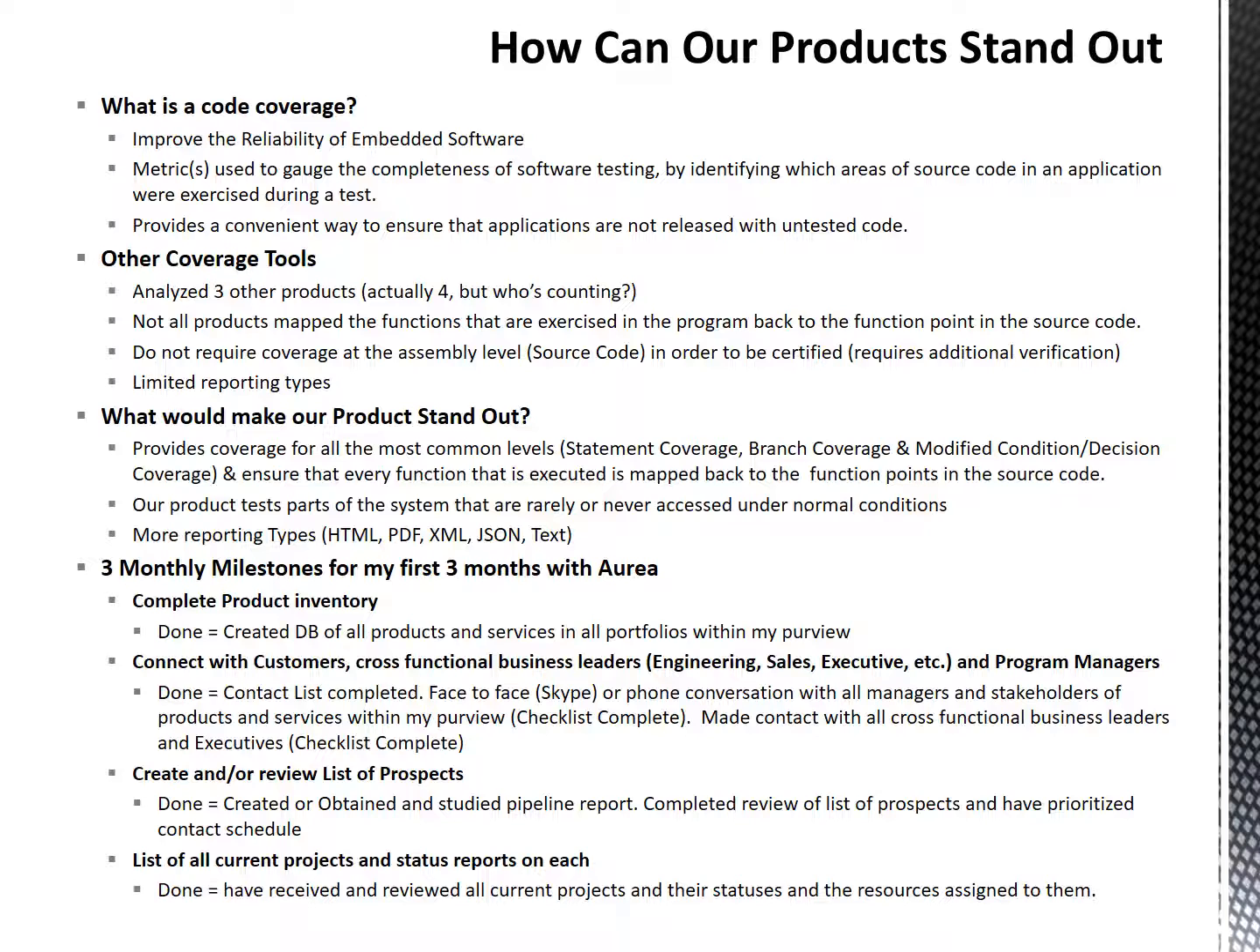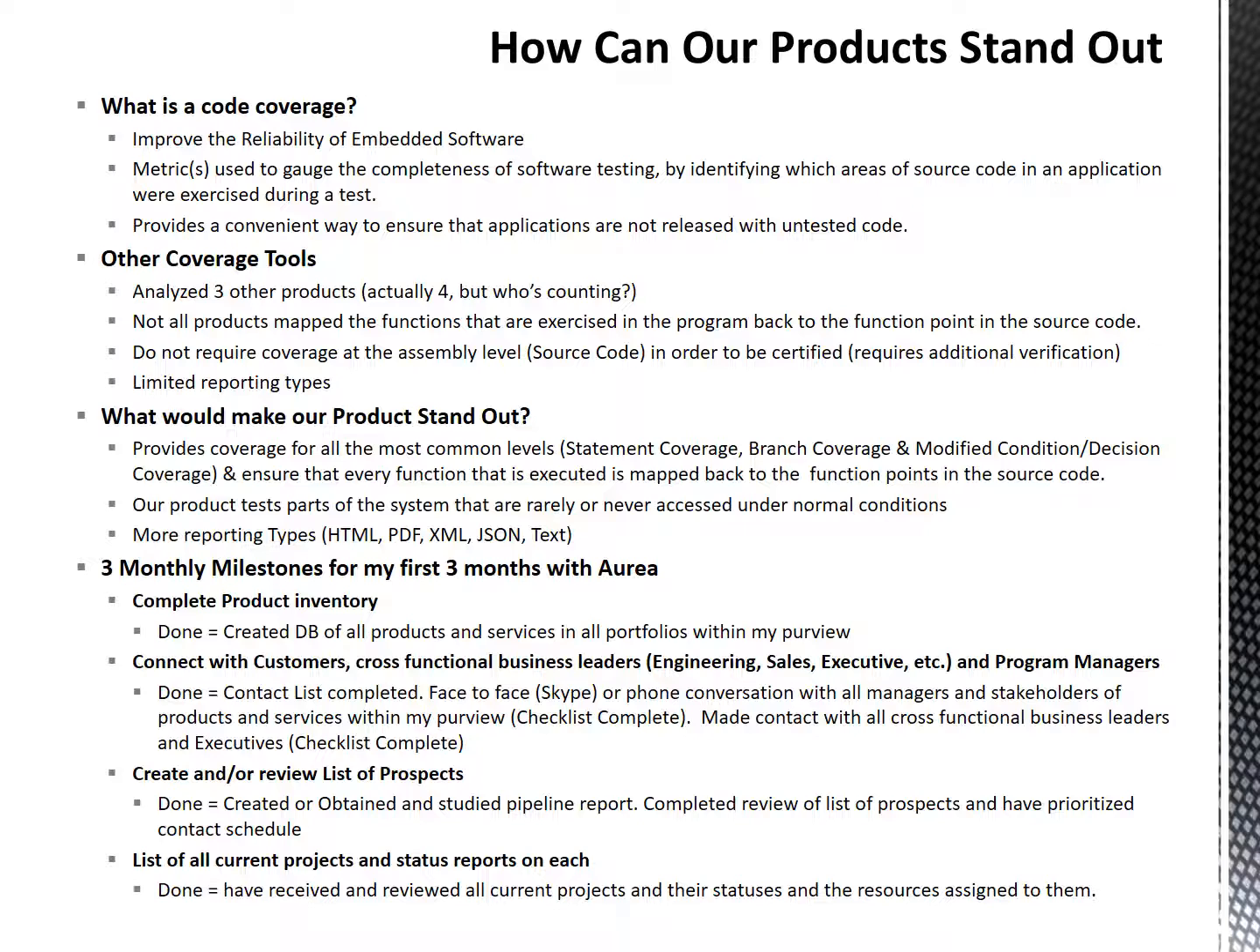Then I'd like to connect with all the customers, cross-functional business leaders, the engineering teams, the sales teams, executives, etc., and of course the program managers. So I do this by creating a contact list, making sure that everyone that I know of is on it, and then having a face-to-face or a Skype. Face-to-face might be a little bit difficult being around the world and around the country, but at least a Skype or a phone conversation with all managers and stakeholders of the products and services within my purview. And when that checklist is complete, I'm done.